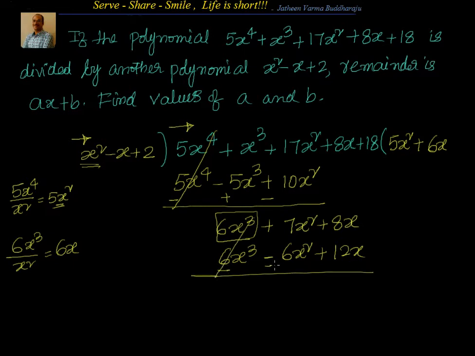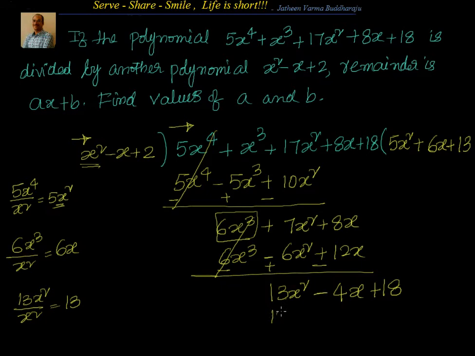Now let us do the subtraction, and you can see that I get 7 plus 6, 13x square minus 4x plus 18. Now next, again I have to repeat the same thing. Now I will do 13x square divided by x square, that's equal to 13. So the idea is to cancel this term now. It will become plus 13 here. 13 into x square is 13x square. 13 into minus x is minus 13x. 13 into plus 2 is 26. So we have minus, plus, minus, which cancels out. We'll have 9x minus 8 as the remainder.